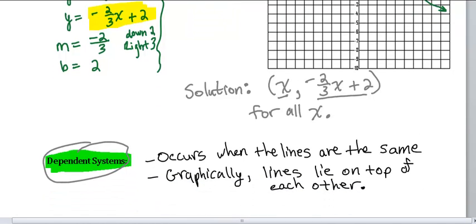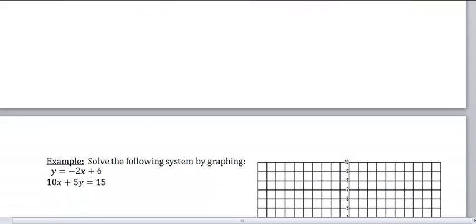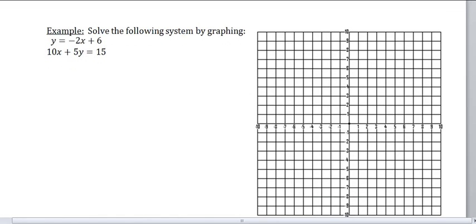Let's look at another example. We have y equals negative 2x plus 6, and then we have 10x plus 5y equals 15. Again, same process. This one's already solved for y, which is nice. Our slope is negative 2. I can write it as negative 2 over 1. And our y-intercept is 6, or the point (0, 6).